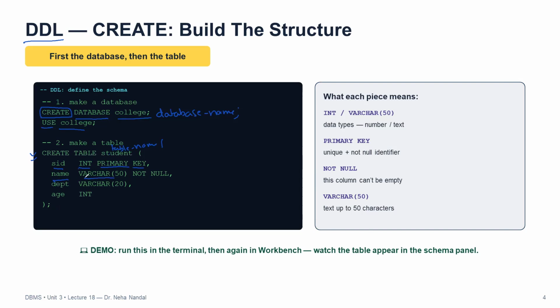Then name, its data type is varchar. Varchar is variable character. It is a combination of both numbers and characters. So that's a varchar. We have taken department, again varchar. And why not null? It should not be null. That is one constraint we have added over here, not null constraint. So this column cannot be empty. Primary key, it should be a unique and not null identifier. It is by default. It cannot be null if it is a primary key.